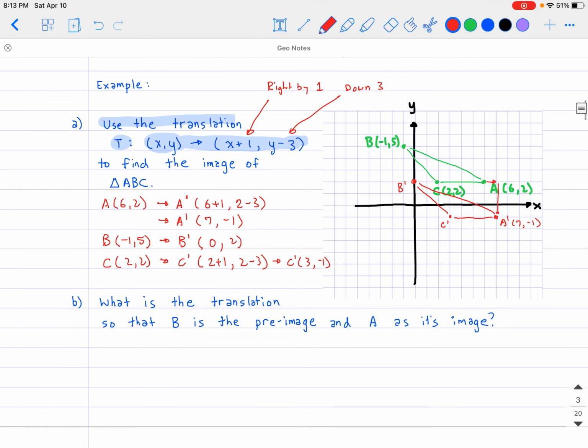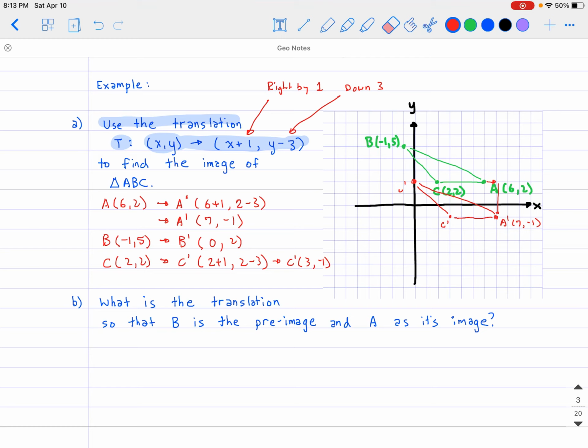All right, now here, let's go ahead and try to work backwards, okay? So this time around, what I want to know is what is the translation. Meaning, what is the equation we're going to use in this case so that B is the pre-image and then A is going to be its image as a result.